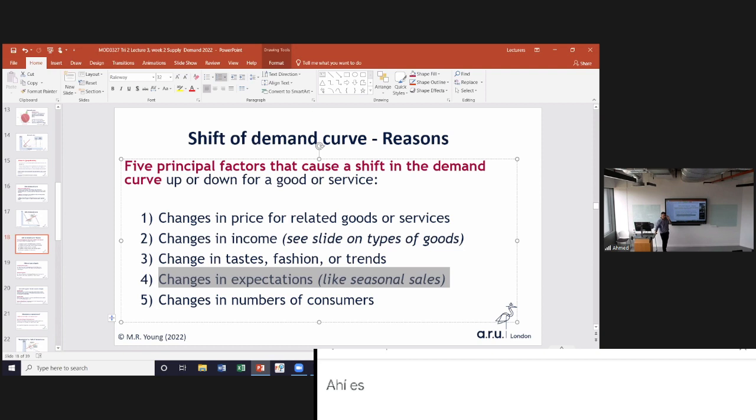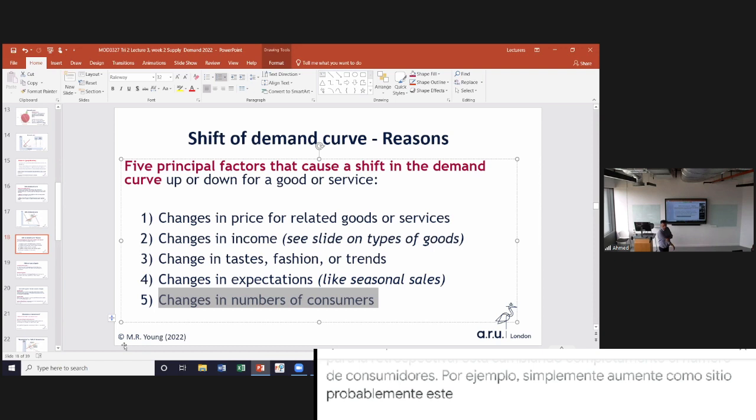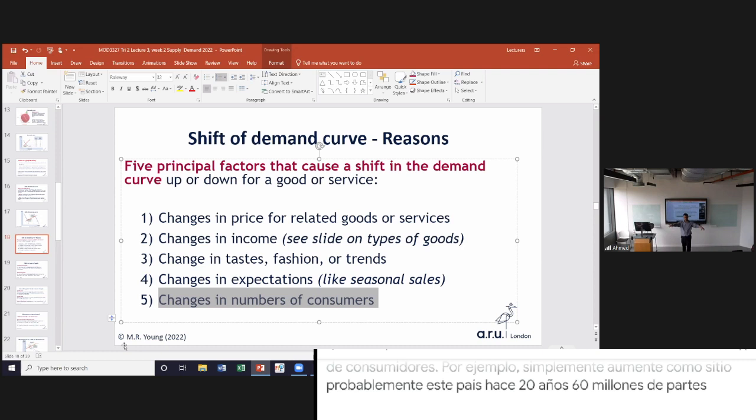Okay, and the change in the number of consumers. If the number of consumers is more, for example, if there's a great population increase, say the population in this country 20 years ago was 60 million, now it's about 66 million, right? So there's more people, there's more demand, for example for normal food. People are going to eat more bread, more potatoes, more cornflakes. For some people it may decrease.